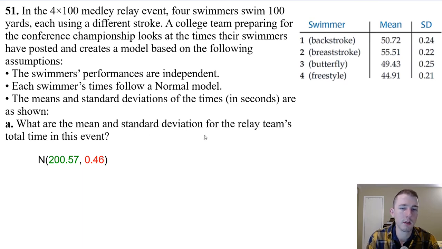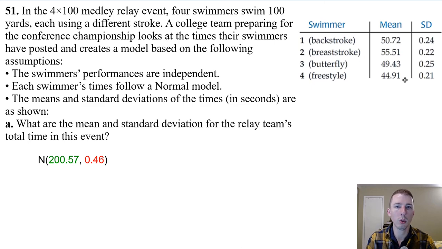What are the mean and standard deviation for the relay team's total time in the event? So we have 4 different events, and they're all random events, right? Each time one of the swimmers swims 100 yards or whatever, that's a random event. So we have the spread and we have their means.